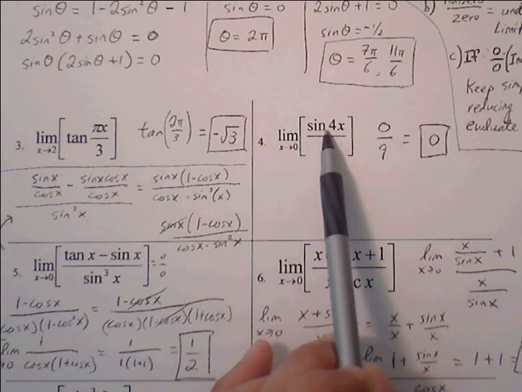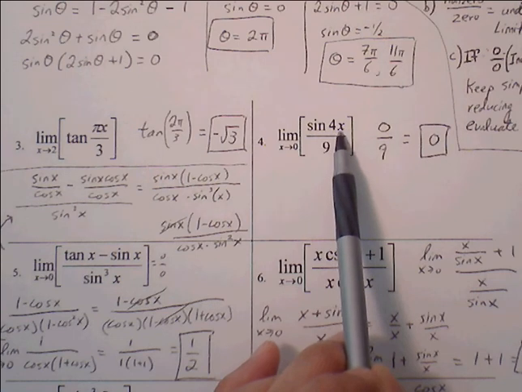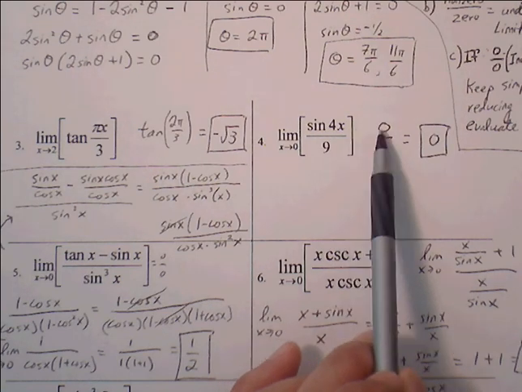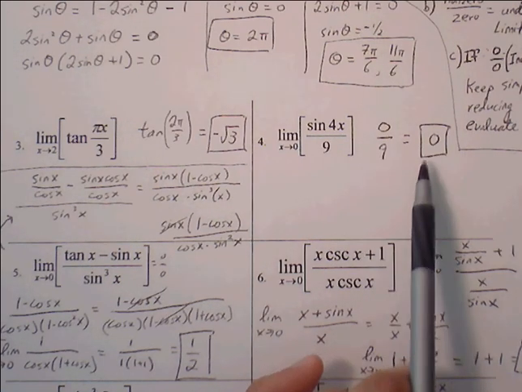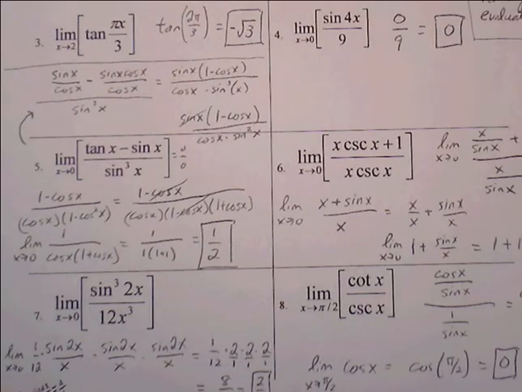Okay, number 4, sine of 4x over 9 as x approaches 0. Plug 0 in for x. So we get sine of 4 times 0, which is sine of 0. Sine of 0 is 0. 0 over 9 is a real number. That's 0.